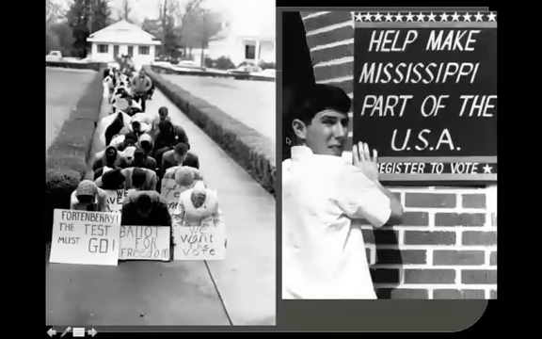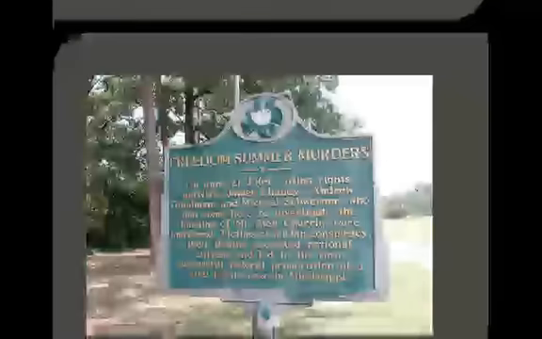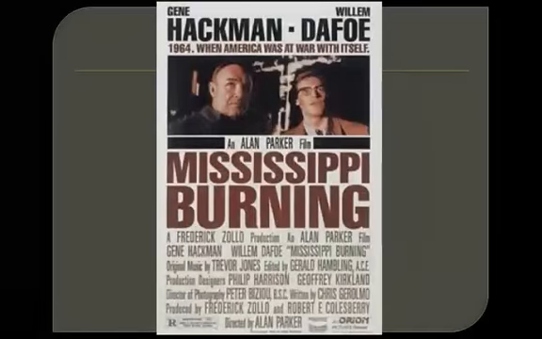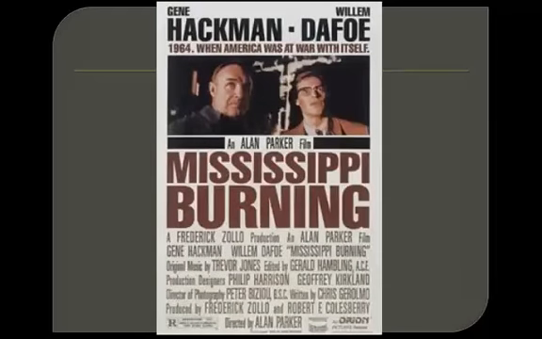So here are some photographs from the Freedom Summer movement. "Help make Mississippi part of the USA. Register to Vote." And this is a photograph of the activists' car that was set on fire. And these are the photographs of those activists that were killed. It was made into a famous movie as well, called Mississippi Burning, that you should check out sometime. The fact that 2 of the people that were killed were white civil rights activists from the North is what sadly drew so much national attention to it.